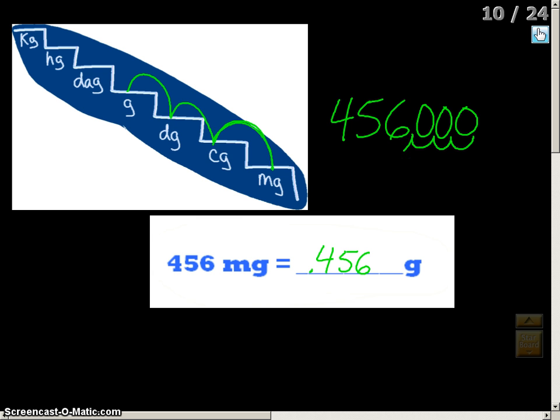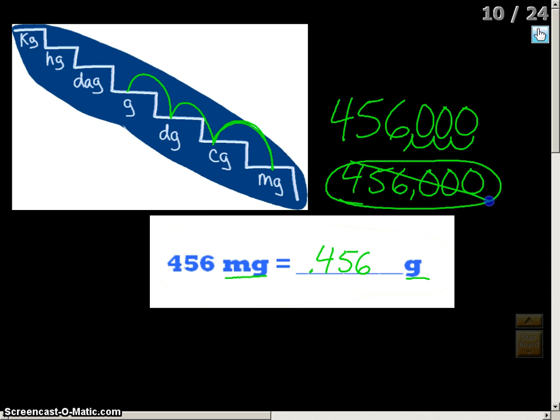And my answer would be 456,000. Okay, which would not make sense at all, because milligrams are smaller than grams. So if you're converting a smaller unit of measurement to a larger unit of measurement, your numbers will not increase at all. They will actually decrease. So you can see this answer makes sense, 456 thousandths for my answer.